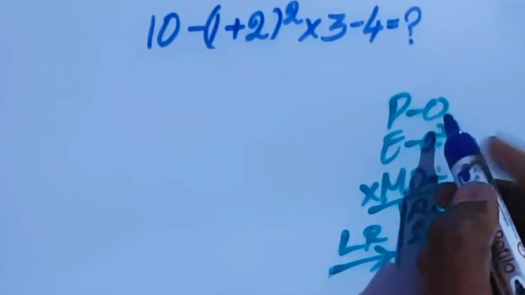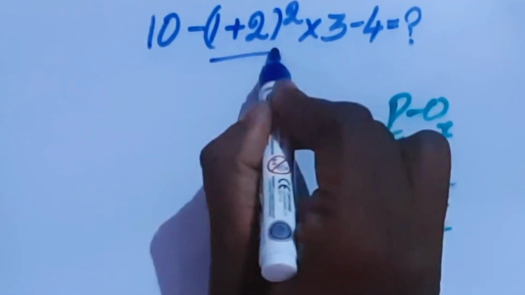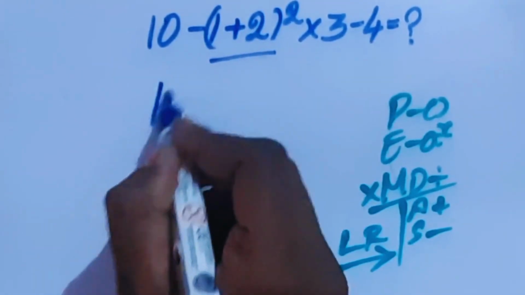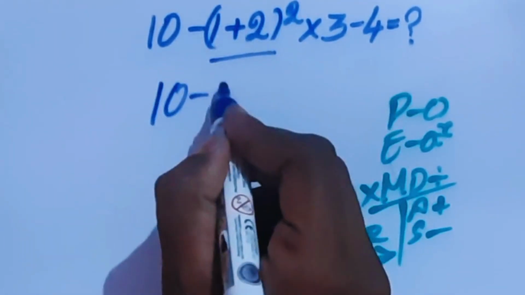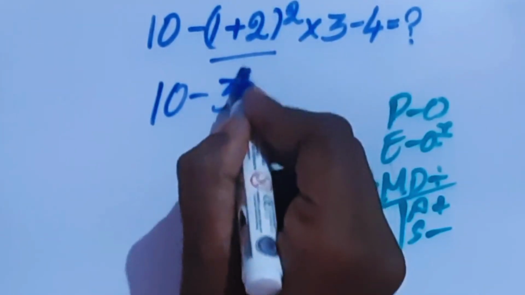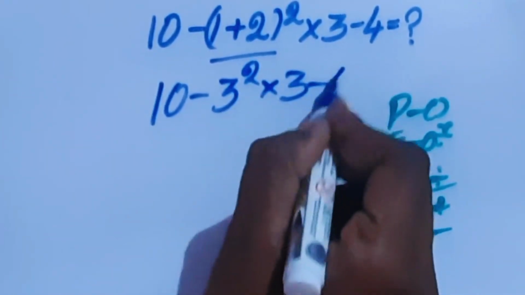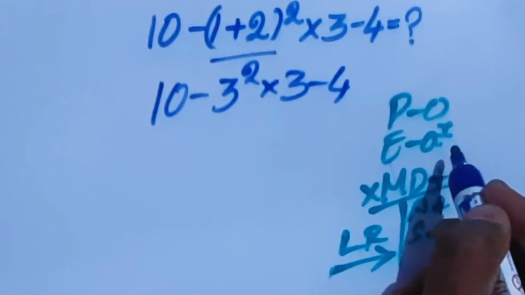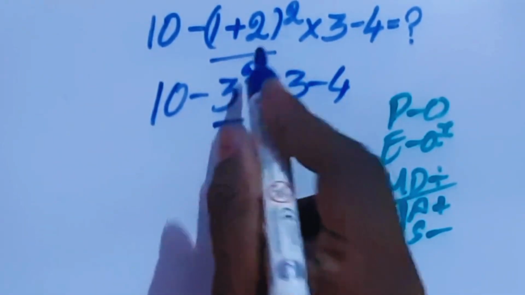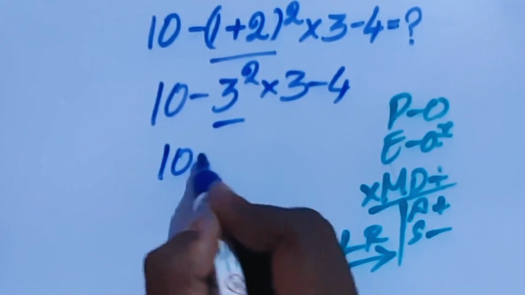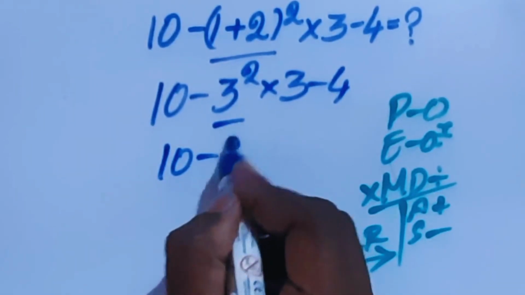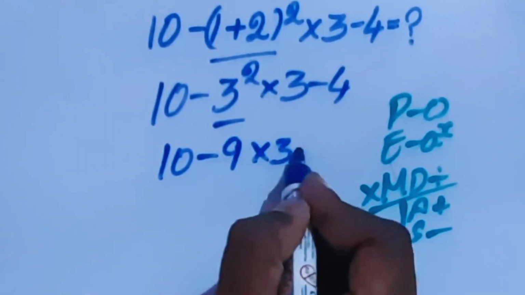Here, as per this order of operations PEMDAS, the bracket is higher priority. So we have to do this bracket before any other operation. So 10 minus 1 plus 2 is 3 to the power of this 2 times 3 minus 4. Here, next priority is exponent. We have an exponent here, 3 to the power of 2. So 10 minus this 3 to the power of 2 is 9 times 3 minus 4.